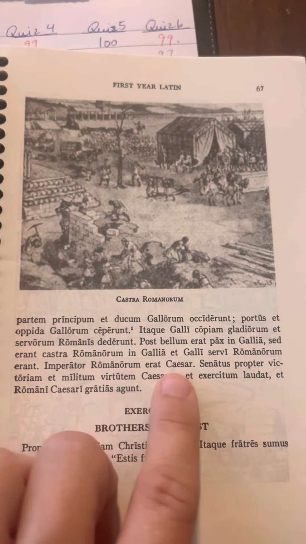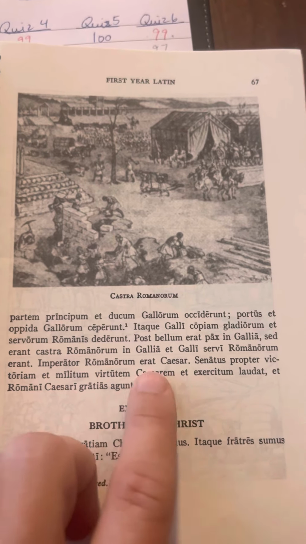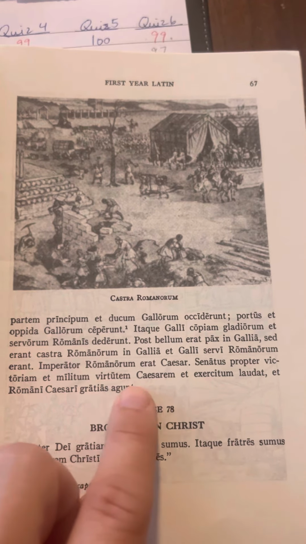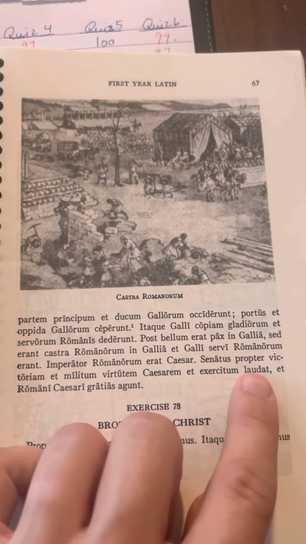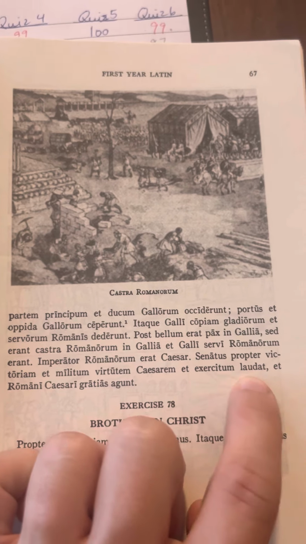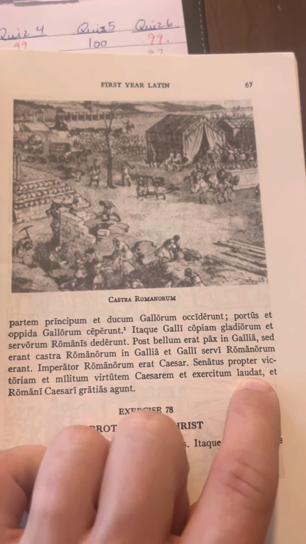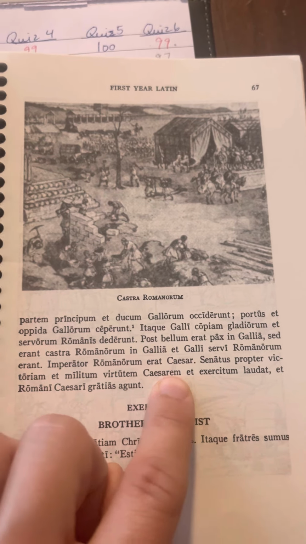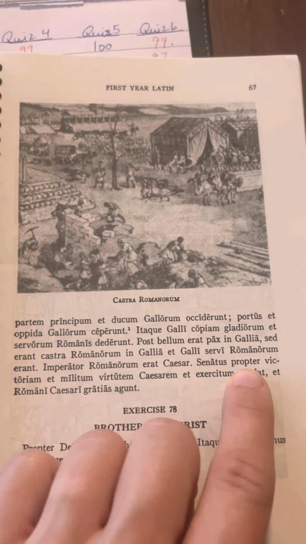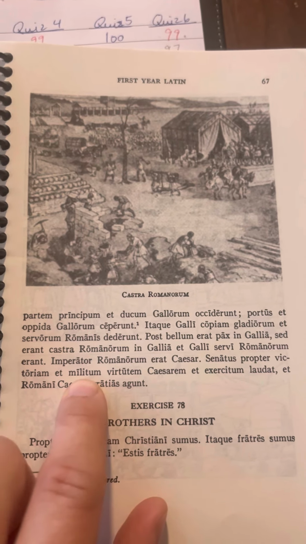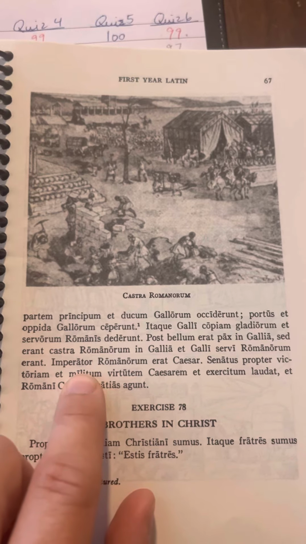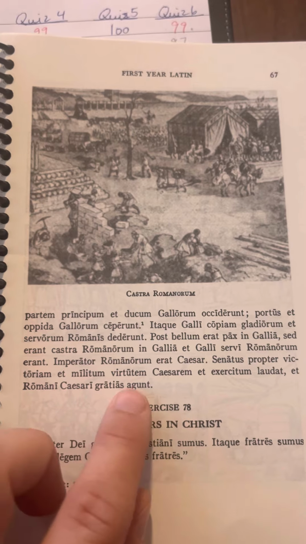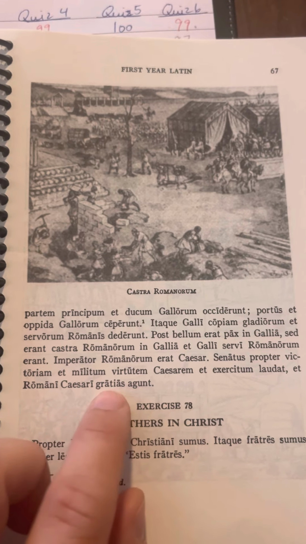Imperator Romanorum erat Caesar. The general of the Romans was Caesar. Senatus propter victoriam et militum virtutem Caesarem et exercitum laudat. Okay, the Senate praised Caesar and the army on account of victory and the bravery of the soldiers. Et Romani Caesari gratias agunt, and the Romans gave thanks to Caesar.